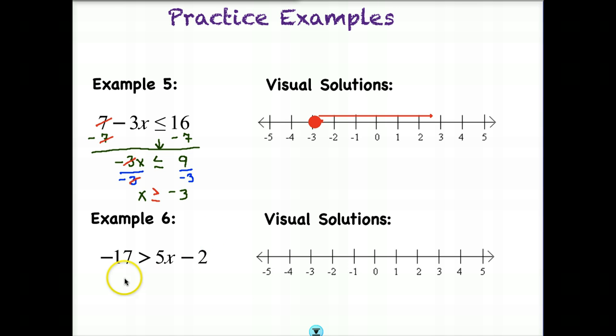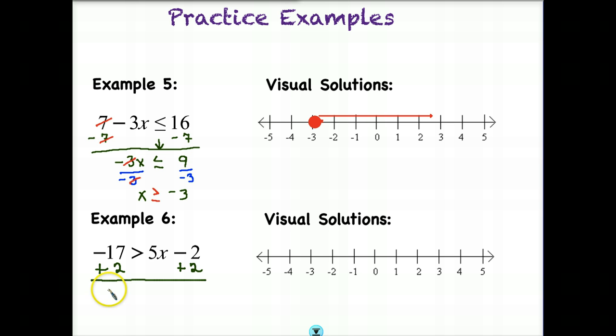Final example. So a little bit different with this example. Our variable term is on the right. I could move it to the left, but since it's on the right, I think I'm going to go ahead and keep it on the right just to make things simpler. So I'm going to instead move my negative 2 over to the left. So I will add 2 to both sides. And I will add down.